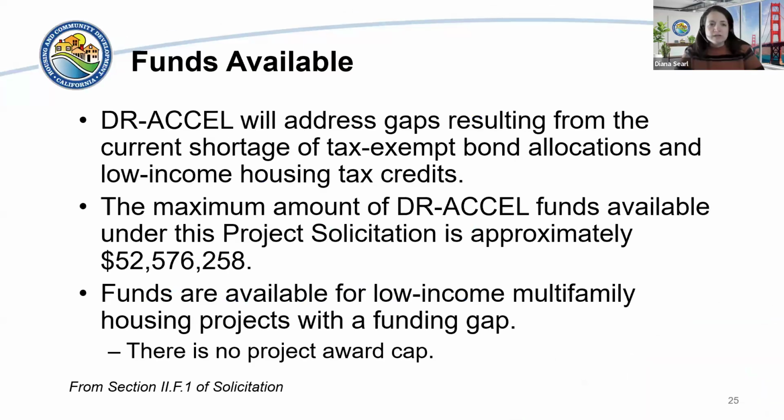In terms of the funds that are available for the DRSL program, the program will address gaps resulting from a current shortage in tax-exempt bond allocations and low-income housing tax credits. The maximum amount of DRSL funds available under this solicitation is approximately $52,576,000. Funds are available for low-income multifamily housing projects with a current funding gap, and there is no project award cap.